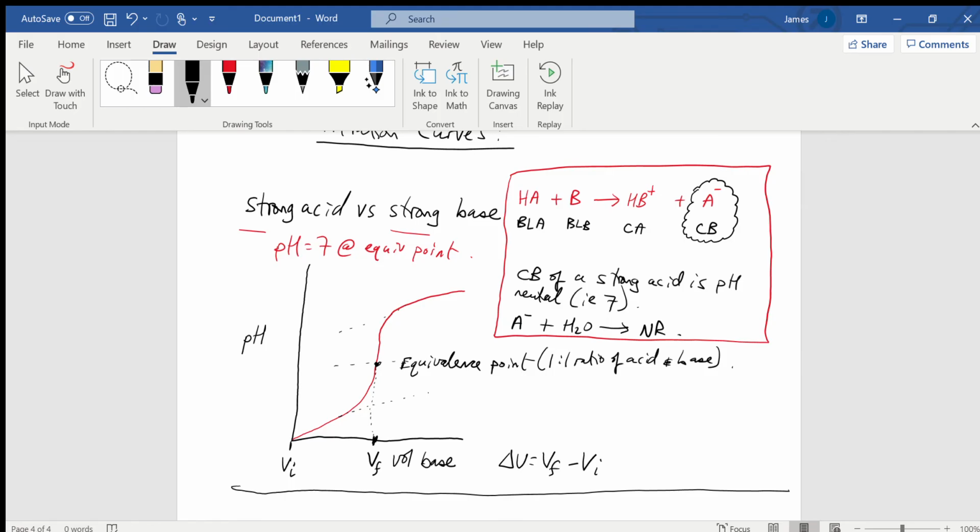So it's because there is no further reaction with the conjugate base that we have a pH 7 at the equivalence point. So we can put here: no reaction of conjugate base of strong acid.